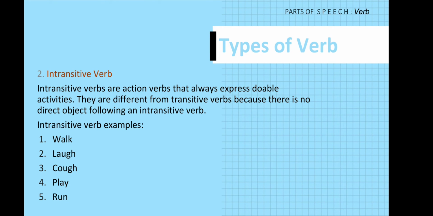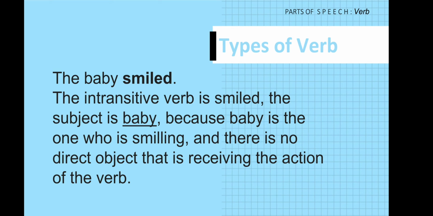What is the intransitive verb, class? So intransitive verbs are action verbs that always express doable activities as well. They are different from the transitive verbs because there is no direct object following an intransitive verb. That is the one that you must always remember. Intransitive verb does not need a direct object. So we have your walk, laugh, cough, play, run, for example. And this is the example sentence.